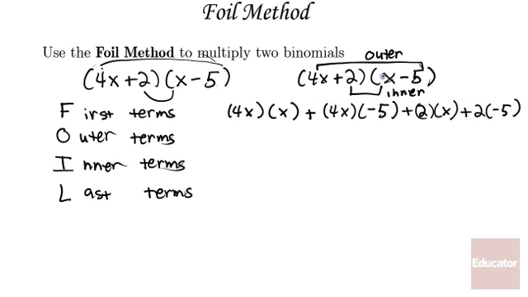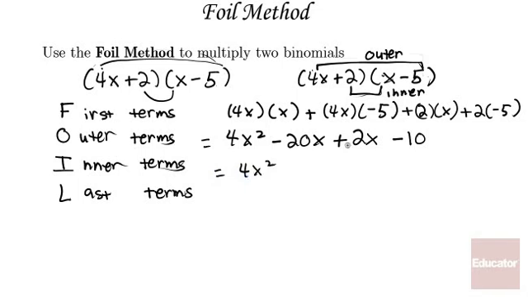Okay, so first terms, then the outer terms, the inner terms, and finally the last terms. And that covers every combination according to the distributive property. So I work this out and it becomes 4x squared minus 20x plus 2x minus 10. I'm not quite done yet because I know that I need to combine like terms. Negative 20x plus 2x, that's negative 18x minus 10. So the FOIL method can be applied to multiplying two binomials.